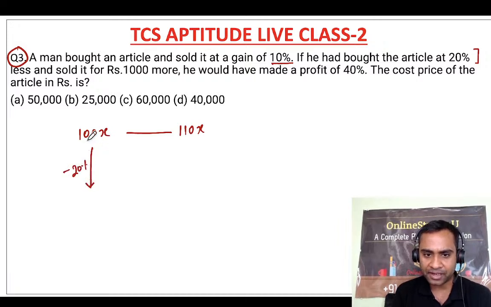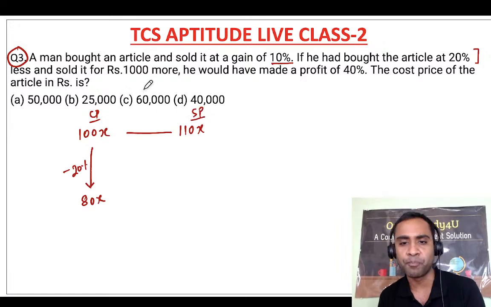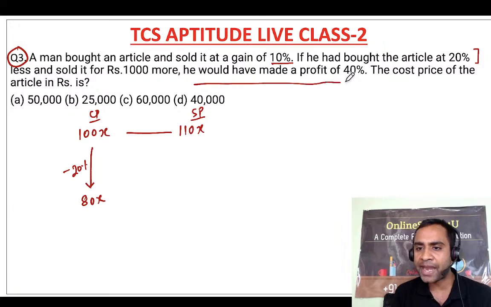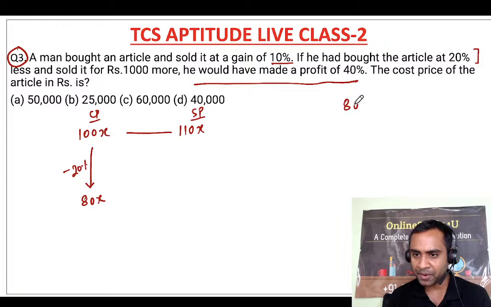Now if he had bought the article at 20% less, so 20% of 100 will be 20. That means if he would have bought at 80x, and sold it for 1000 more, he would have made a profit of 40%. So what will be 40% of 80x? It is 32x, right?